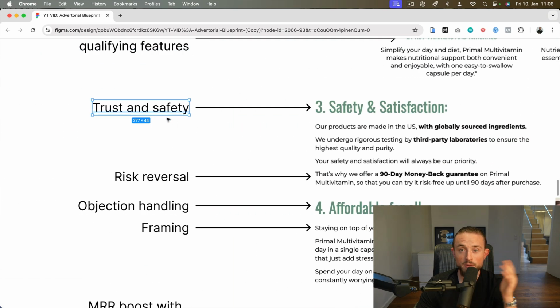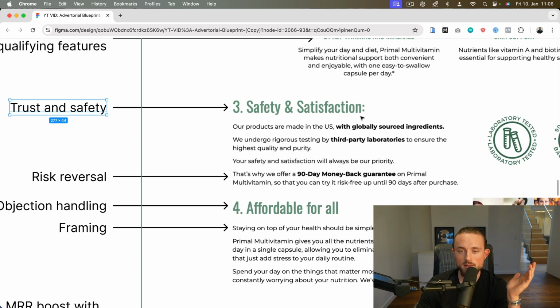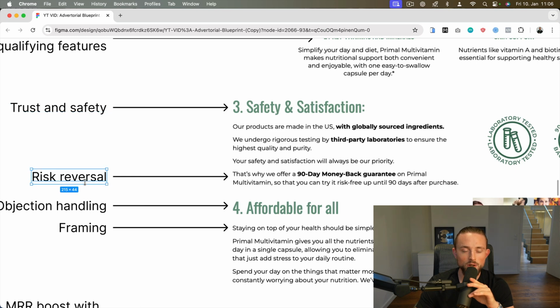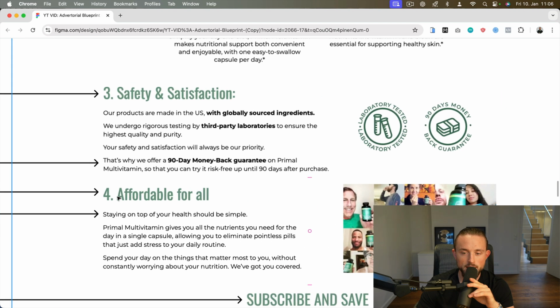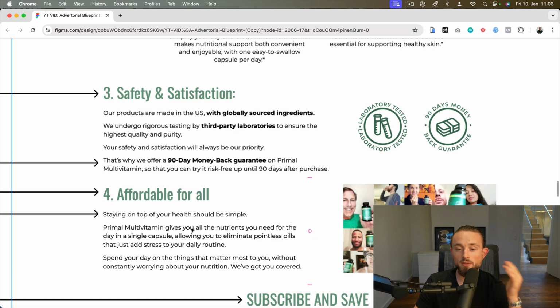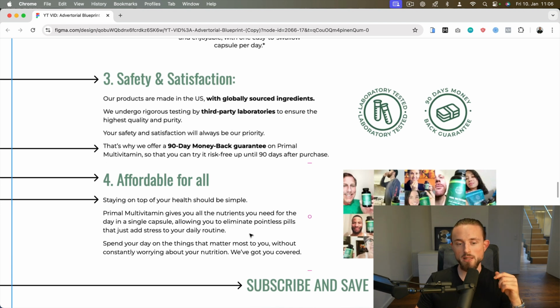Then we basically give them trust and safety. So we say, hey, safety and satisfaction, our products are made in the US, globally sourced ingredients, rigorous testing. We also have a risk reversal, so 90-day money-back guarantee. We do some objection handling and framing, right, and say this is affordable for all. We show a bunch of happy customers, and then we say staying on top of your health should be simple, which is why we give you all of the nutrients you need, just in a single capsule, so that you can spend your day focusing on what matters to you.